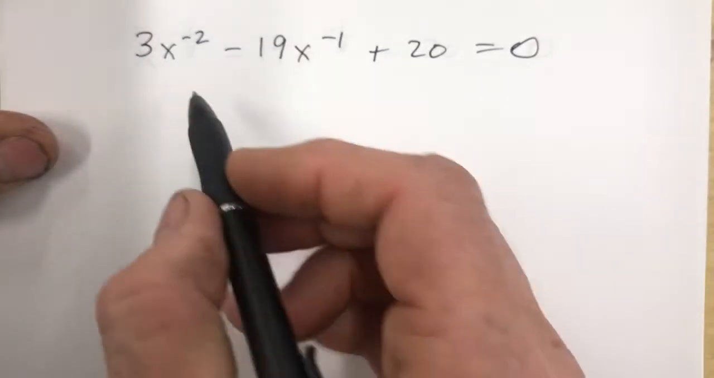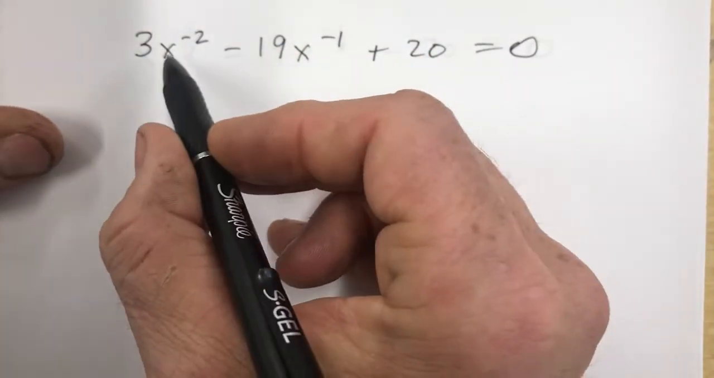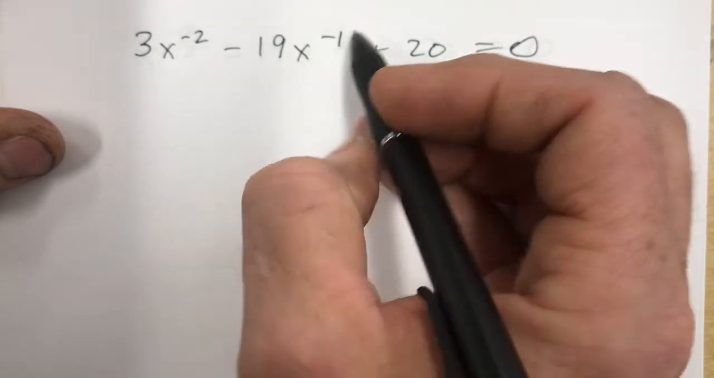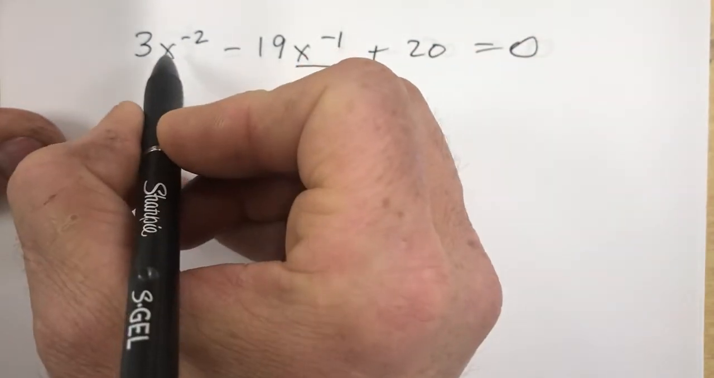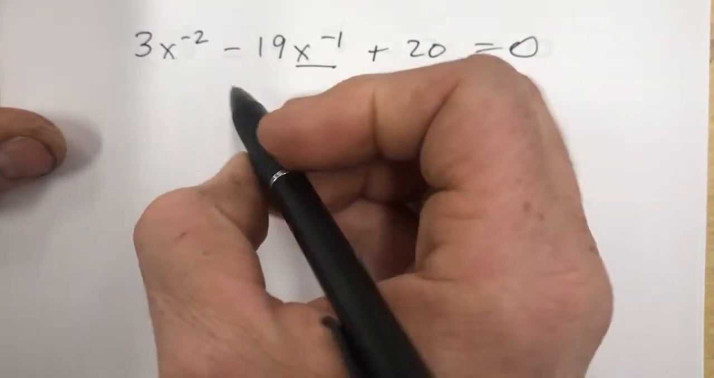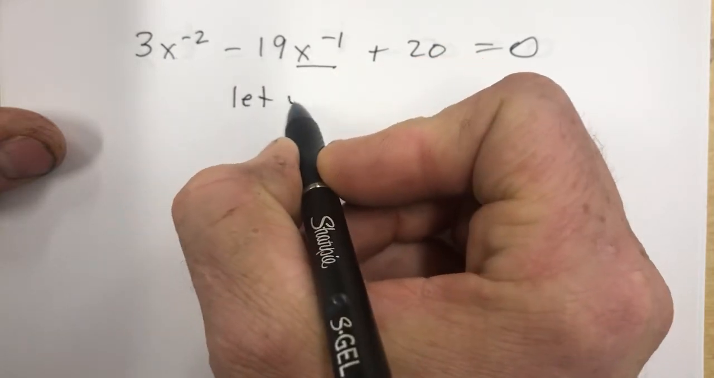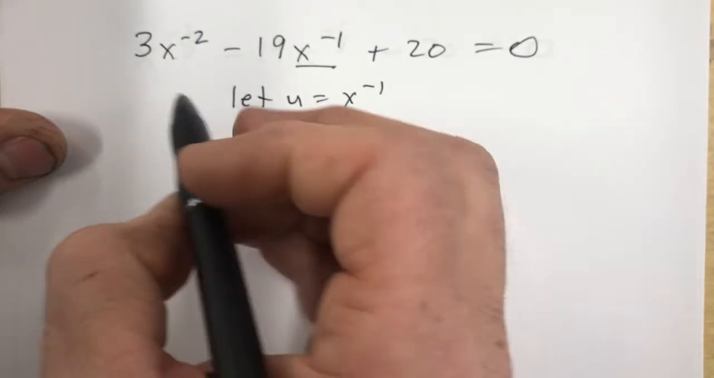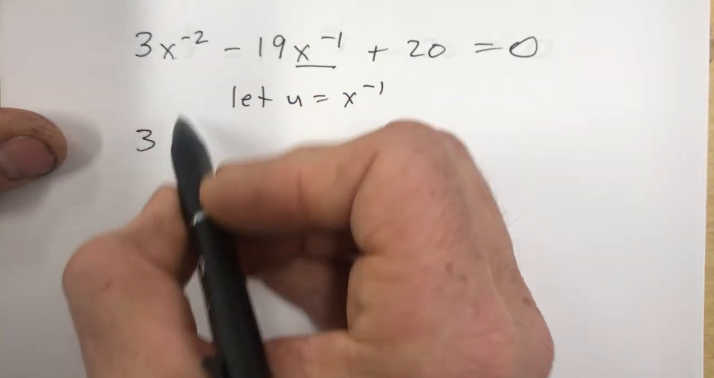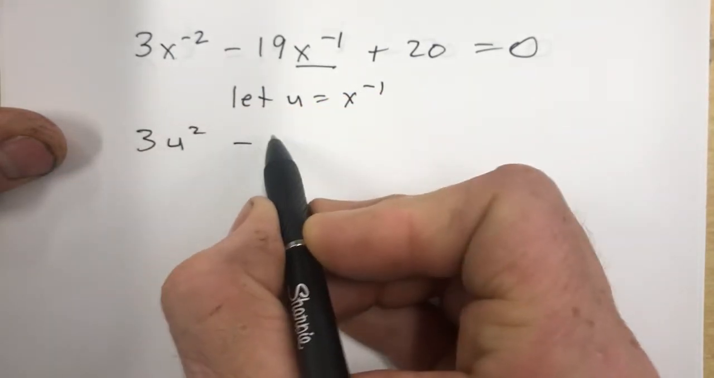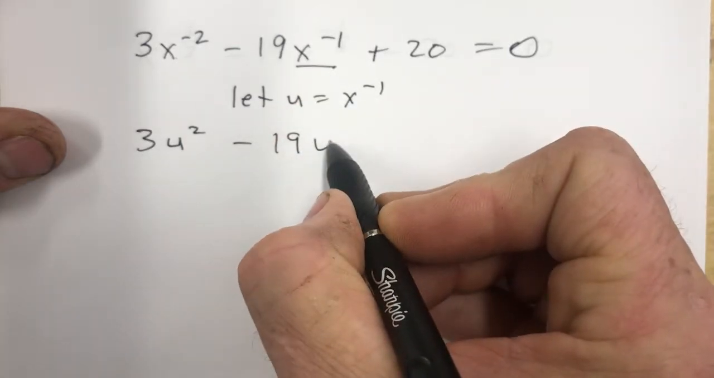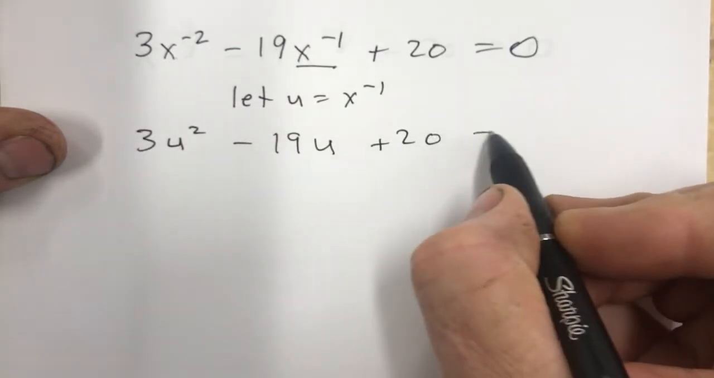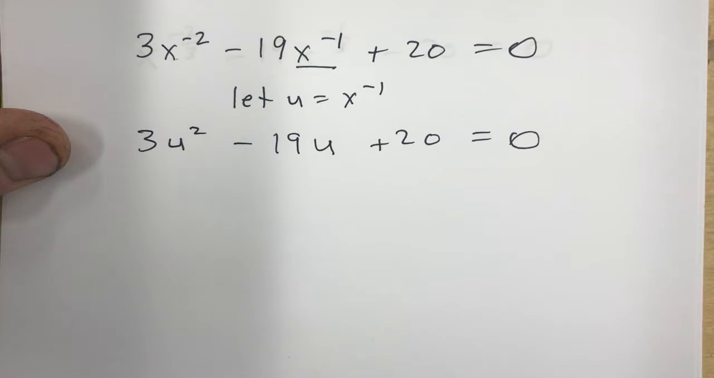So in this one, if you look at our variables of x, this is x to the negative 1, but if I think about it, this is x to the negative 1 squared. So all I need to do is let u equal this term right here. So that means this is u squared. This is my u. And there you go. I've got an equation now that I can solve real easy.